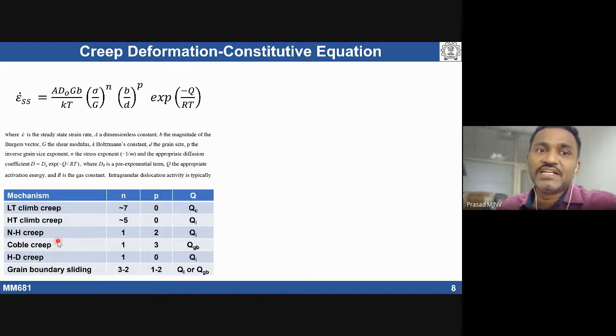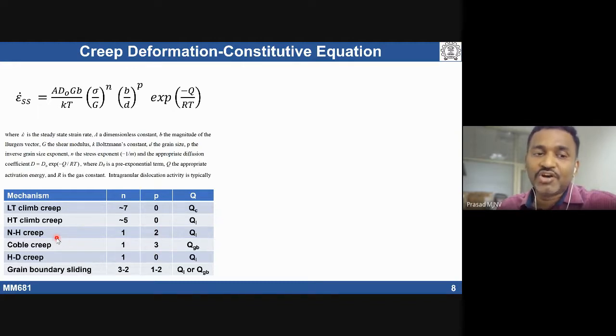Diffusion creeps are considered Newtonian flow. The material is going to undergo Newtonian flow, and when I say Newtonian flow, n is equal to 1. Your strain rate is directly proportional to stress. These are called Newtonian flow when n is equal to 1. But these diffusion creeps have a strong dependence on grain size.